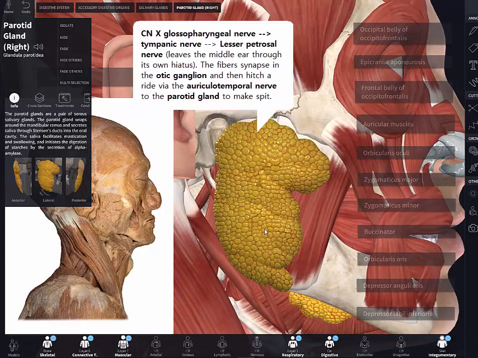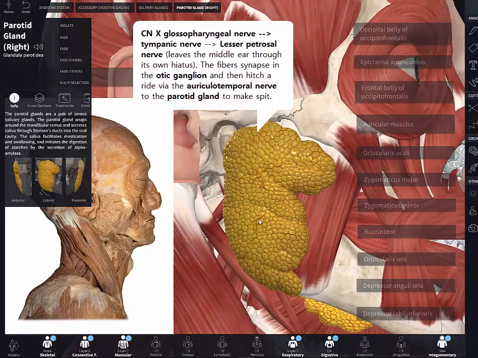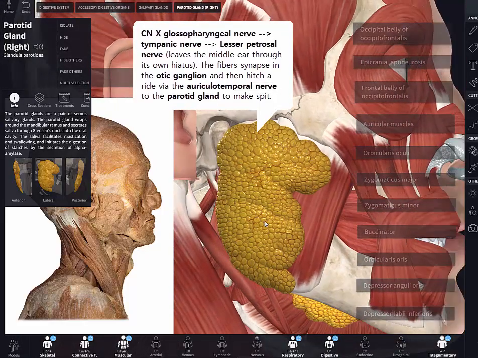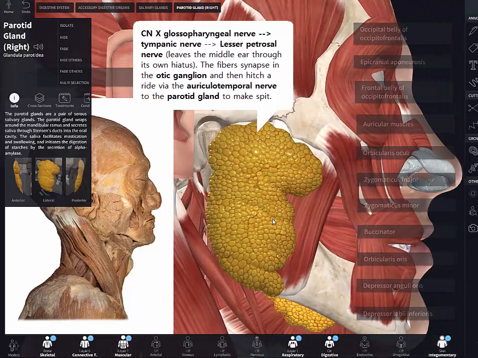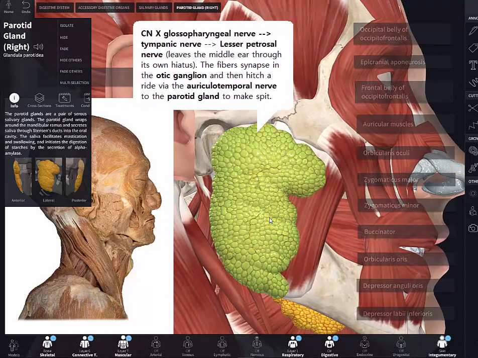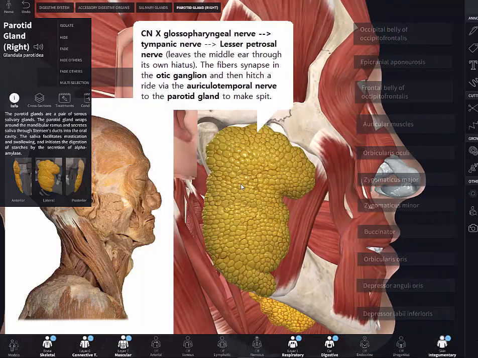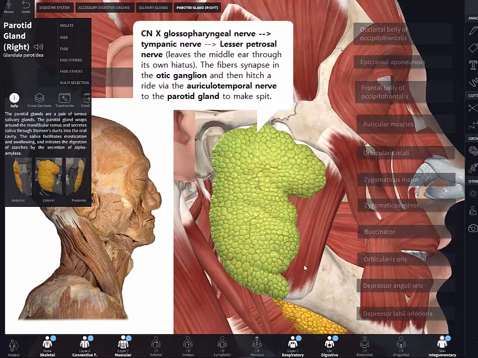The course, how the fibers get to the gland, is quite interesting because the parasympathetic fibers will travel via branches of V3, via branches of the auriculotemporal nerve, to the parotid gland. The parasympathetic synapse will have occurred in a small ganglion named the otic ganglion.